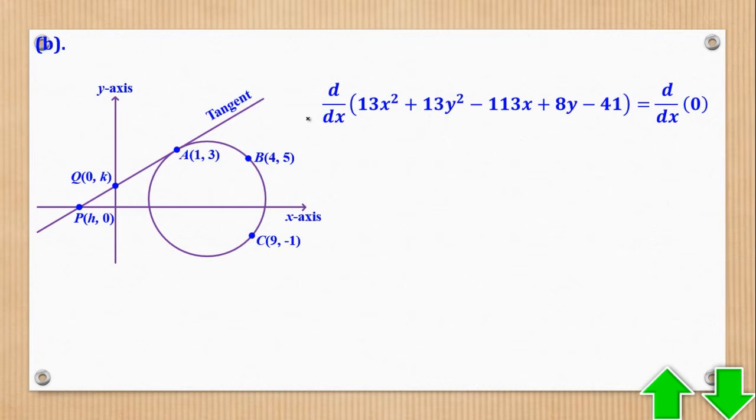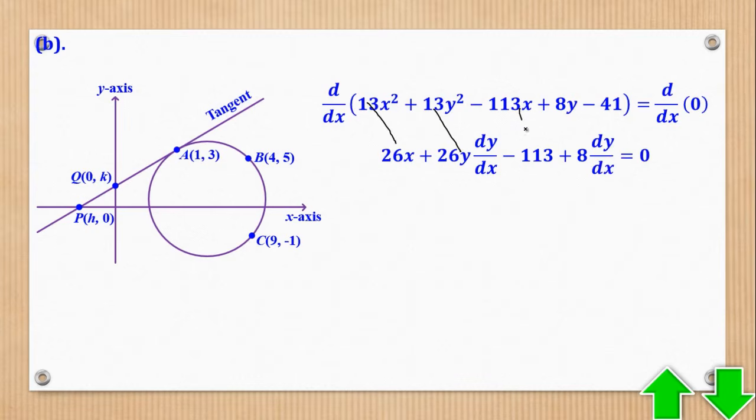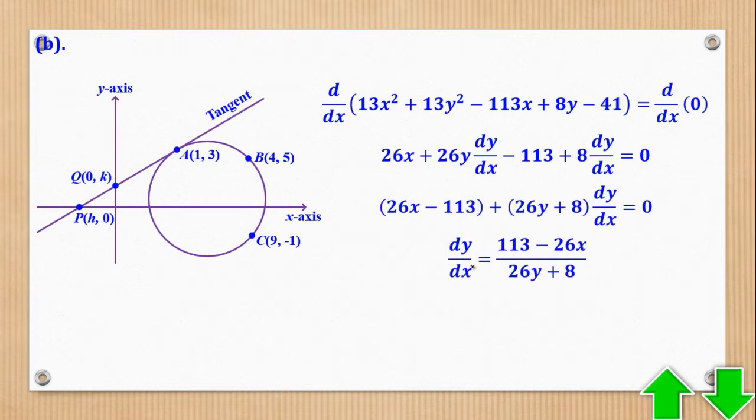Therefore, we know that the gradient of the tangent will be got by differentiating the equation of the circle. So when I differentiate, I'll come up with that. This gives you this, this gives you that, this gives you this, and this gives you that. Then this is 0. And also this is 0. So simplify, I'll come up with that. Make dy/dx the subject, gives you the gradient function.